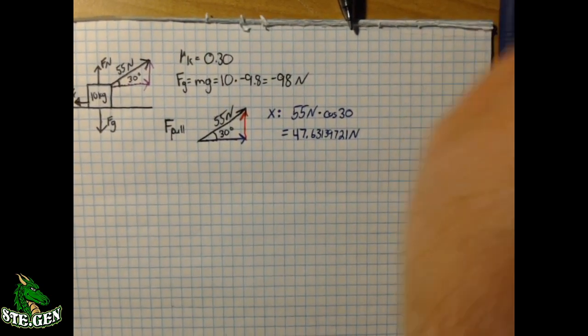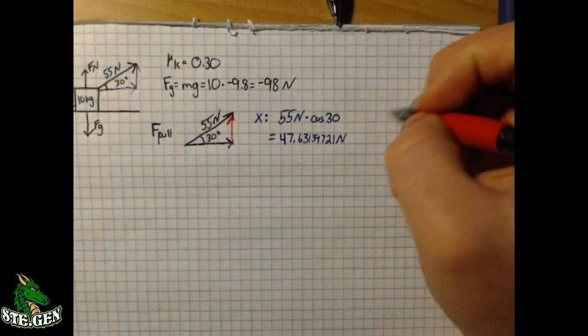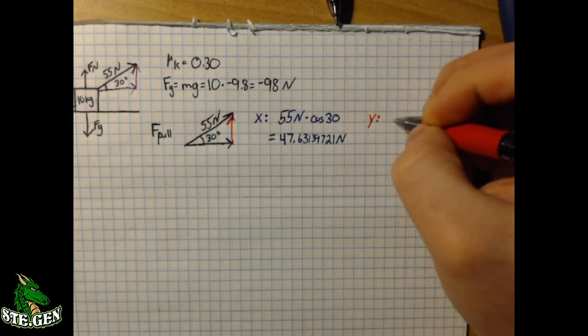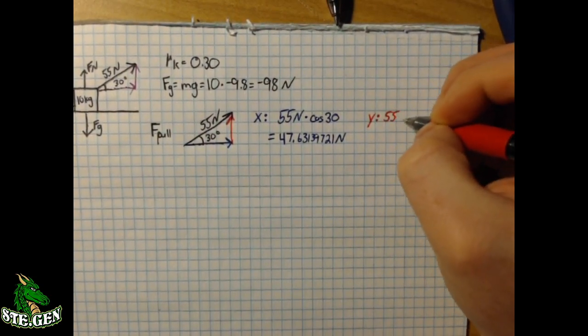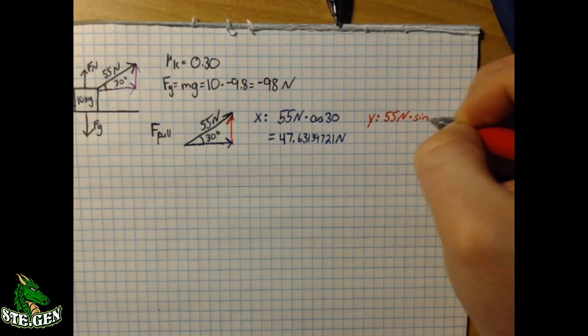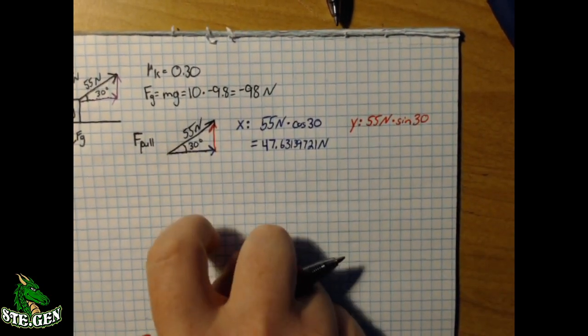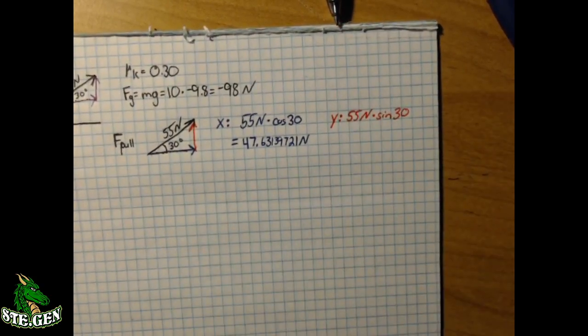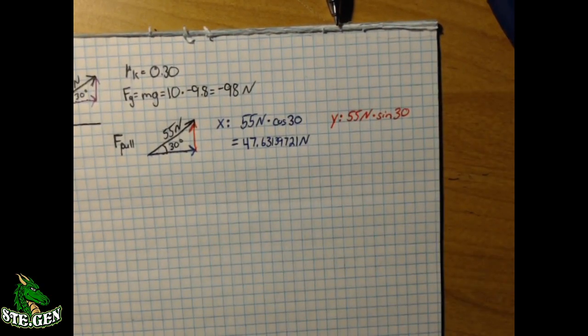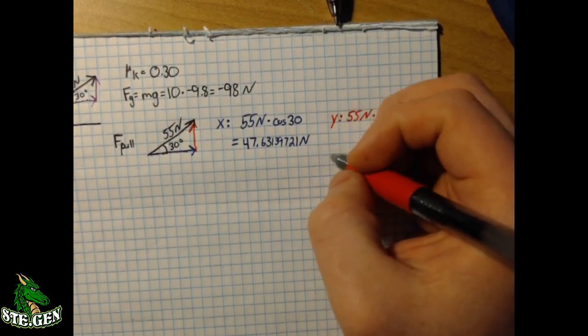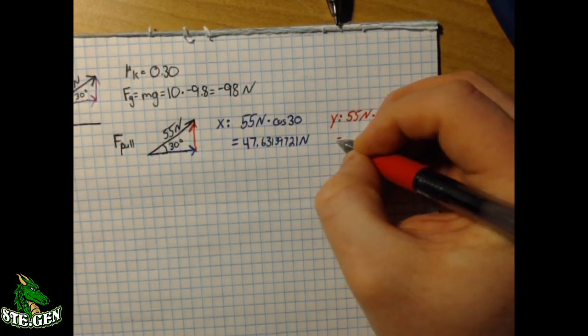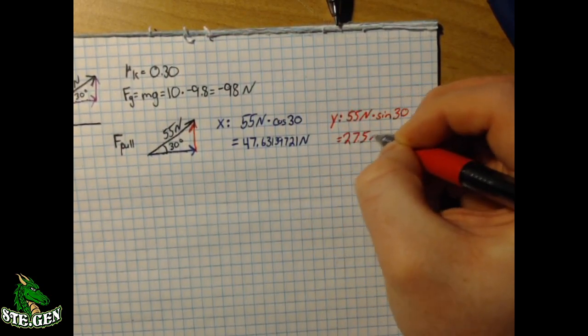And then in our y direction, we're going to do the same setup, but it's going to be 55 newtons times sine of 30, because we're looking for the opposite instead of the adjacent. Sine of 30, I got 27.5, nice and round number.